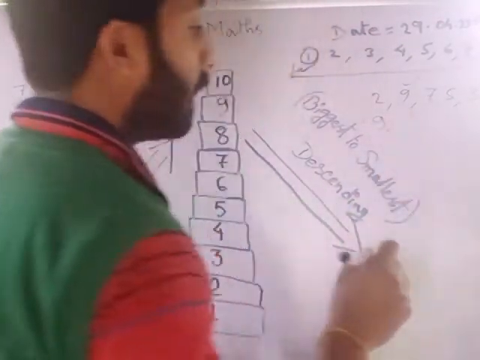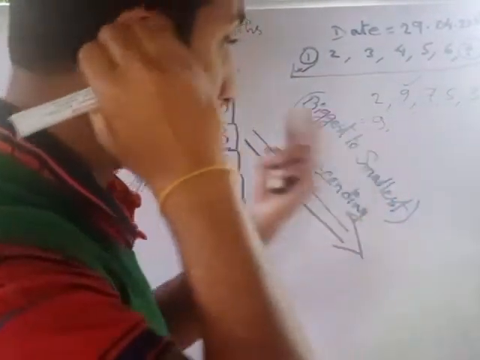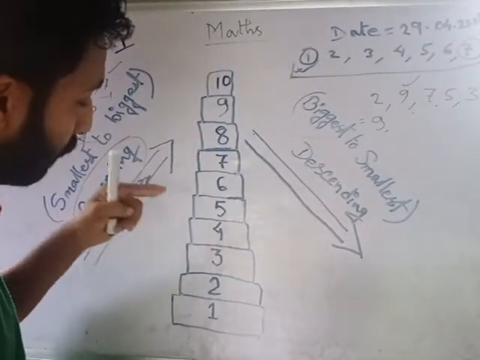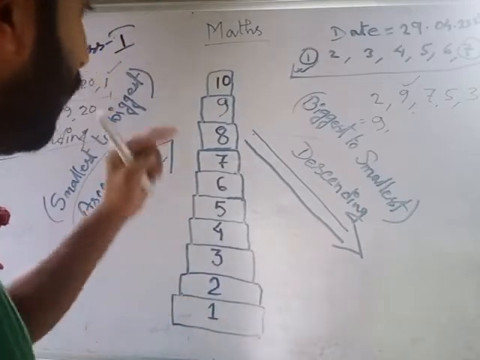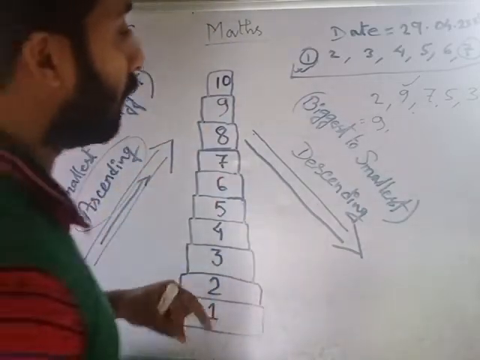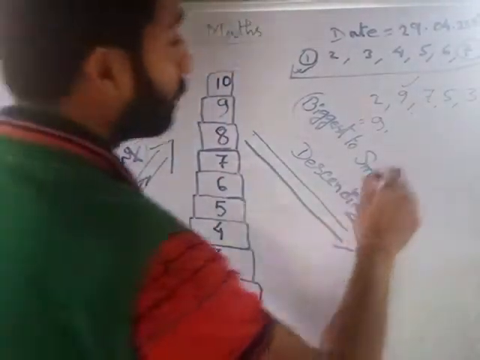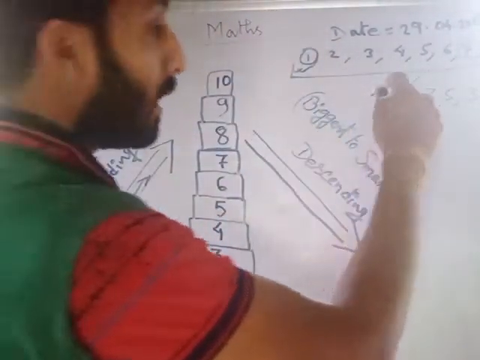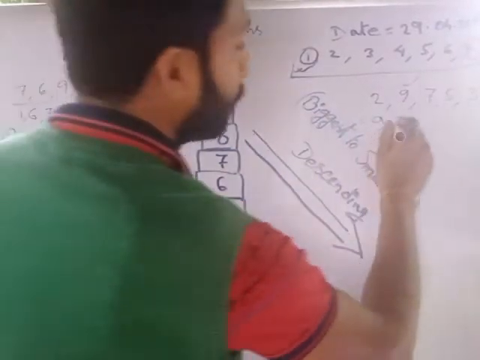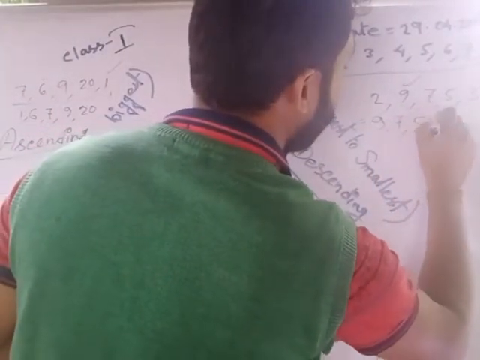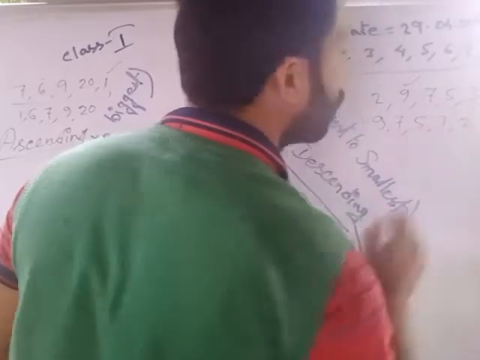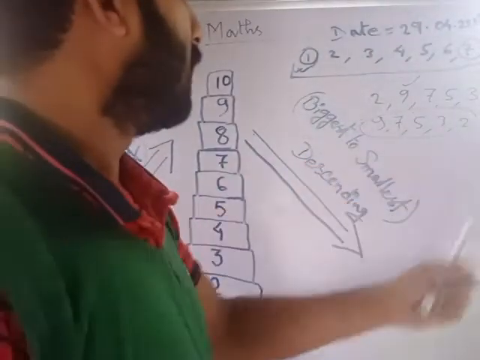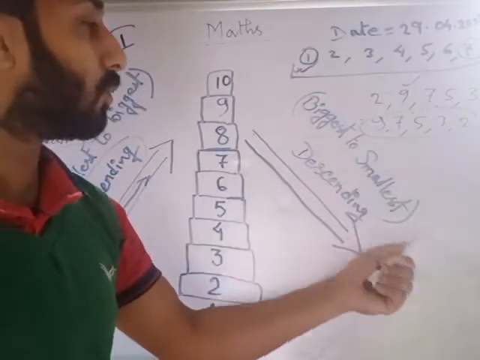After that, from 9 we go back. 8, that means back count. 9, 8, 7, 6, 5, 4, 3, 2, 1. That is called the descending order. The numbers will be decreased or reduced. Before 9, before numbers, that means you should arrange the numbers in before order: 7, 5, 3, and at last 2. That is called the descending order. That means you should arrange the numbers from biggest to smallest.